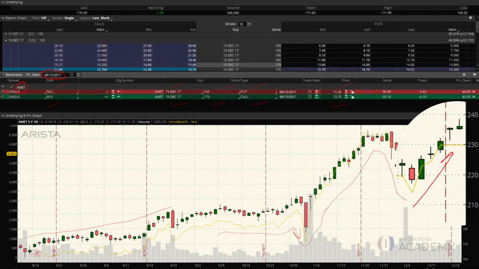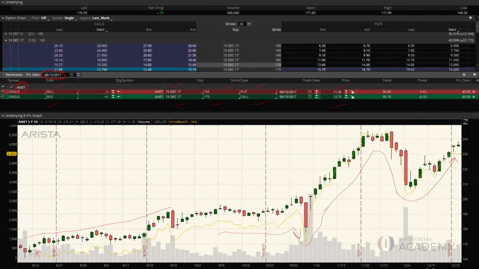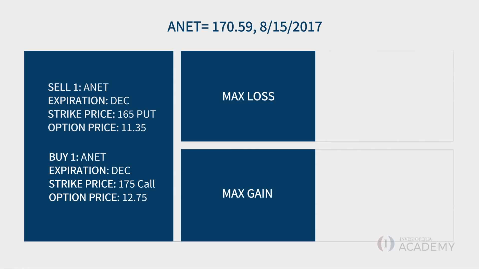Overall, what can we see? Arista Networks really had a huge bullish move to the upside. So this is going to be a very profitable strategy. So again, ANET is the stock. It's trading roughly $170. This is August 15th, 2017. Let's go ahead and calculate our max loss.